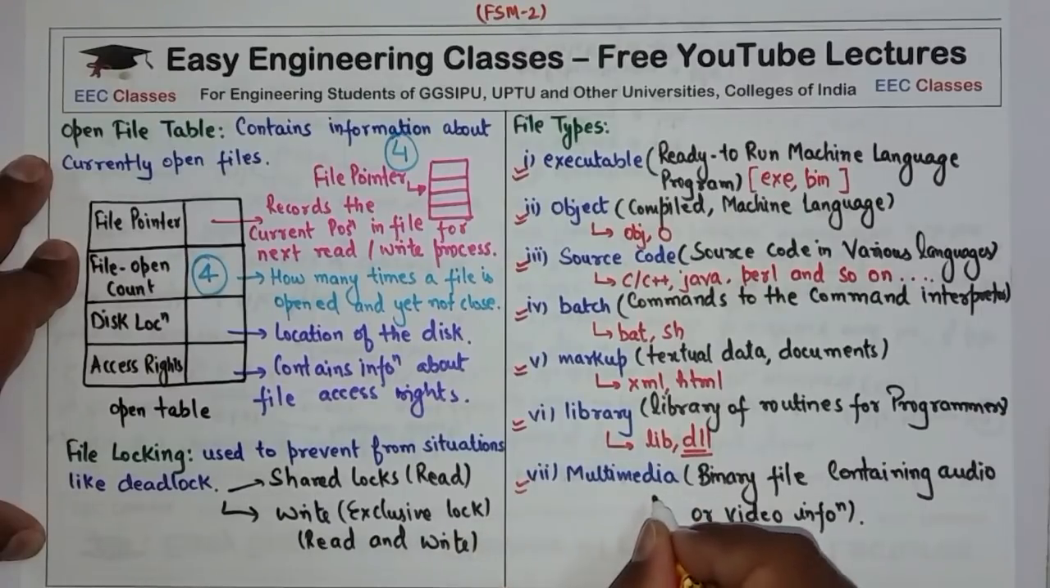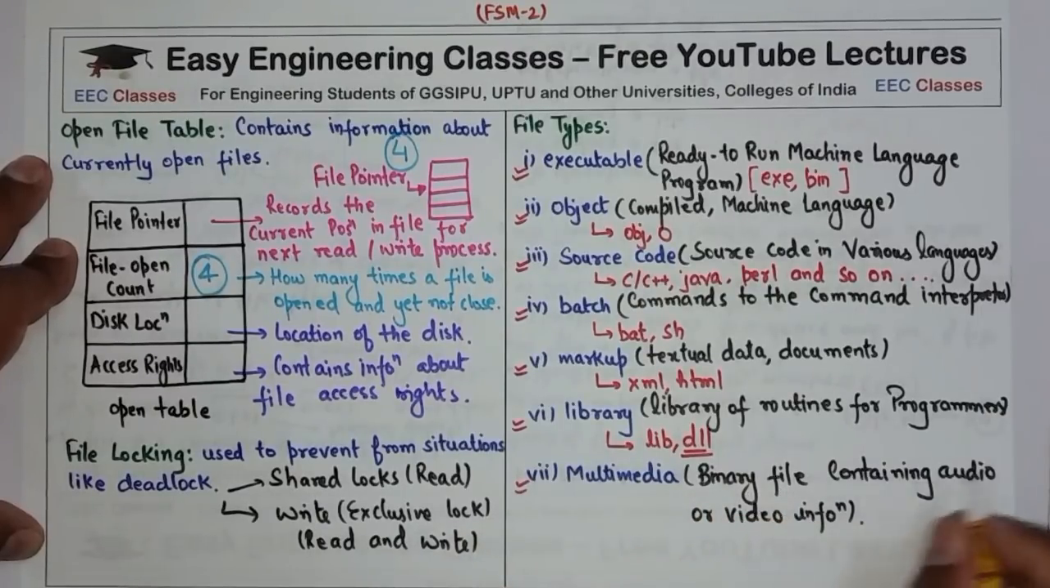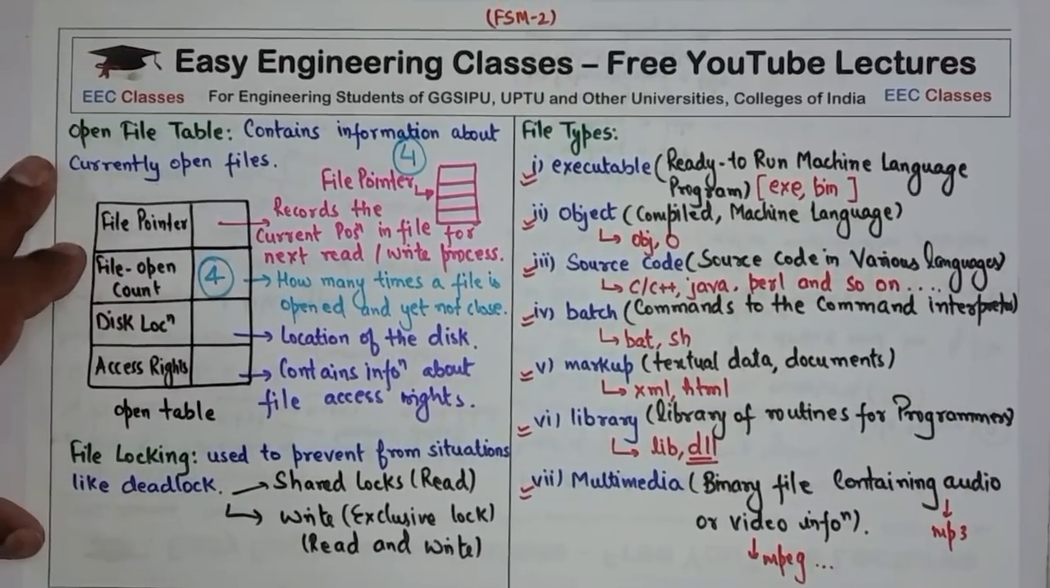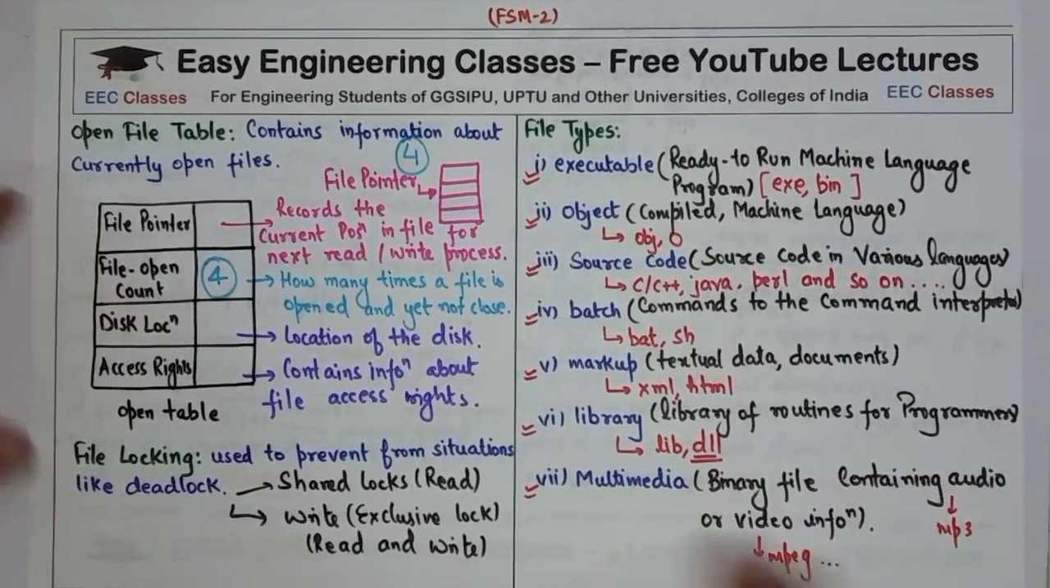Finally we have multimedia. These are binary files containing audio or video information. For audio we can have an extension like MP3, and for video you can have an extension like MPEG, and so on. So this is about the open file table, file locking, and different kinds of files in our operating system.